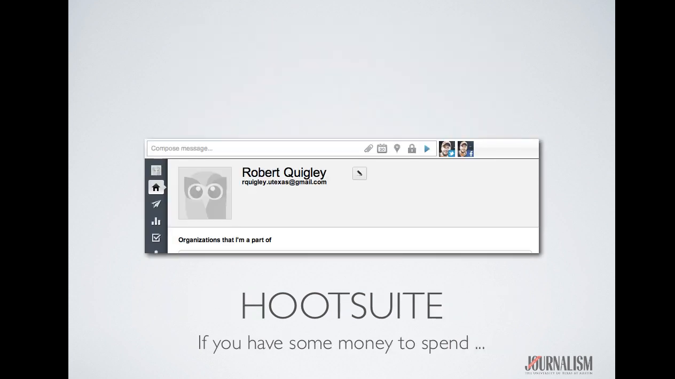HootSuite is widely used by professional organizations to keep track of much more detailed stats on Twitter and Facebook. The problem with it is it does cost money to get any good stats, and so we don't have money to spend on analytics in this class. I just wanted you to be aware that it's out there.